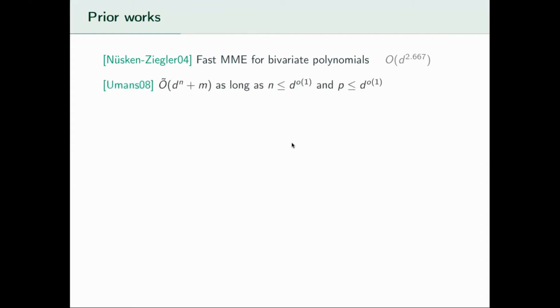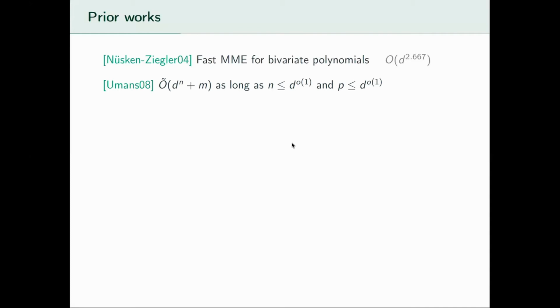In 2008, Umans gave a nearly linear time algorithm for the first time. As far as we are concerned, this is the first nearly linear time algorithm for multivariate evaluation. But he had a few constraints, like the number of variables being constant, and the characteristic of the field should be upper bounded by d to the power little o of 1.